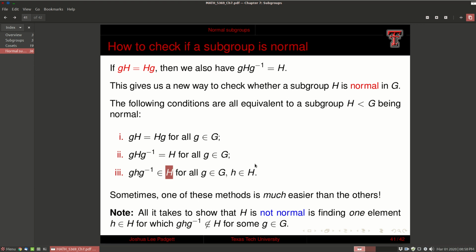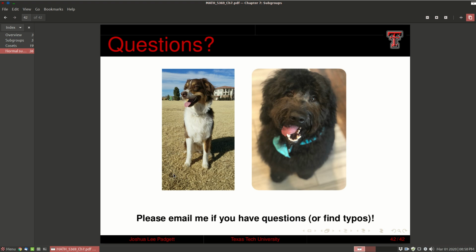All right. So all it takes to show that H is not normal is just finding one element h so that GhG inverse isn't inside of H. Now this thing here has a special name. It's called conjugation. But for us, once again, we're not so concerned with that. All right. So the idea of this last section is simply to give us a little more information on normal subgroups so that we understand them a little bit better. All right. So this is it.